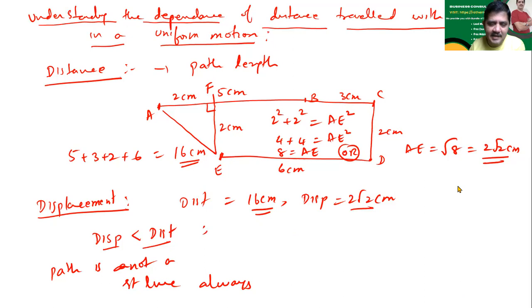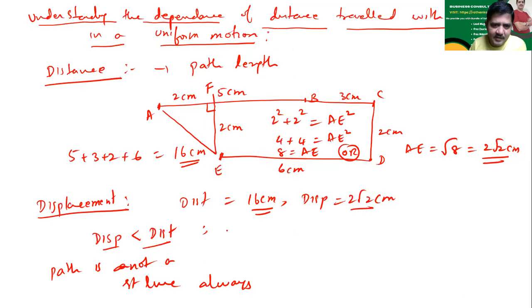Can distance be greater than displacement? Go back to this. Is it possible to have displacement greater than distance? It will never happen. At any point of time, when you do some calculations and you find that displacement is greater than distance, that means you are committing a mistake. This is impossible to have. Then we have seen the second thing also.